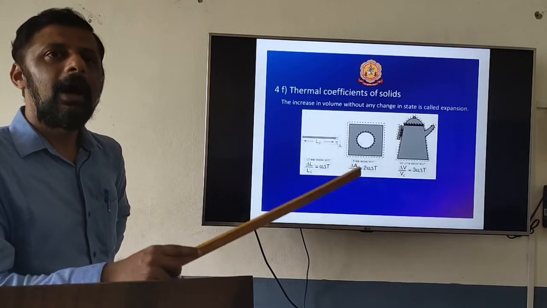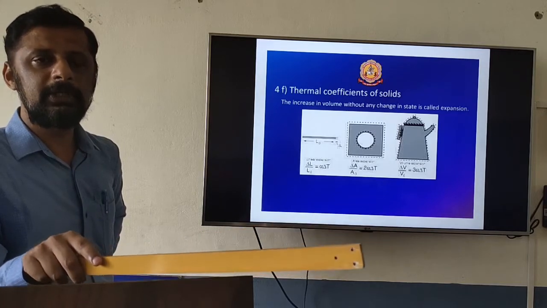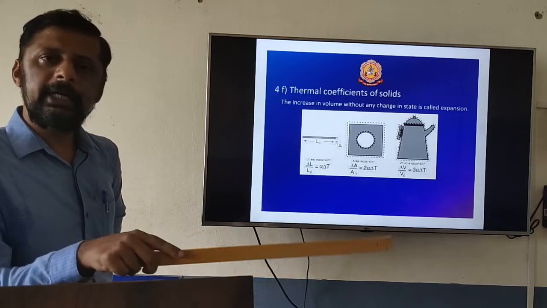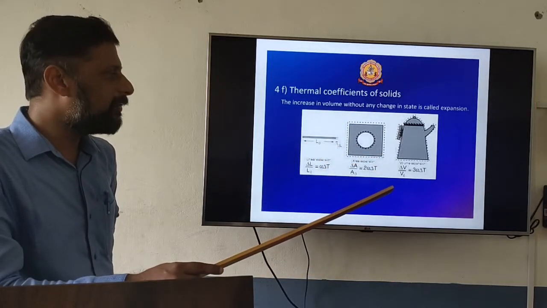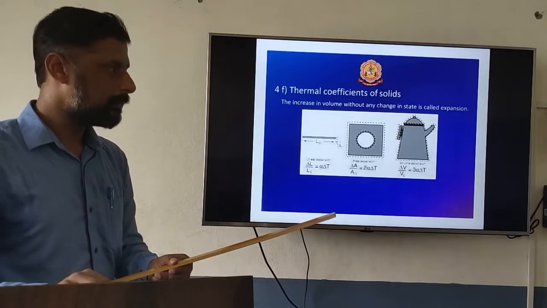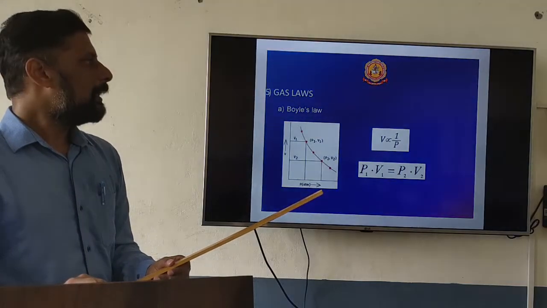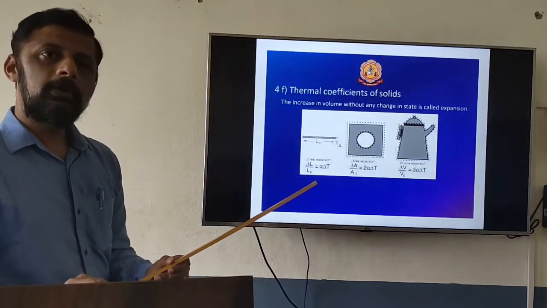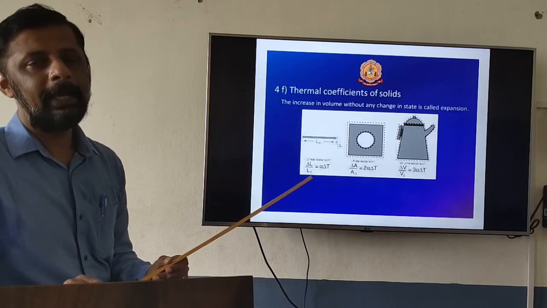As I said earlier, alpha, beta and gamma are related as 1:2:3. Therefore, instead of writing gamma, I can write it as 3 alpha. Therefore, delta V by V naught is equal to 3 alpha into delta T. So that means solids usually can undergo linear expansion, area expansion as well as what? Volume expansion.